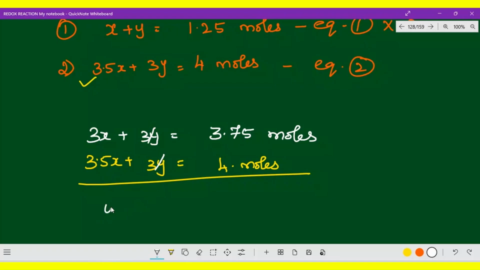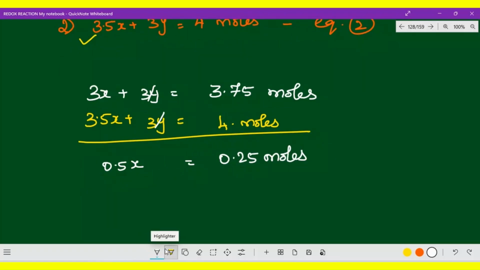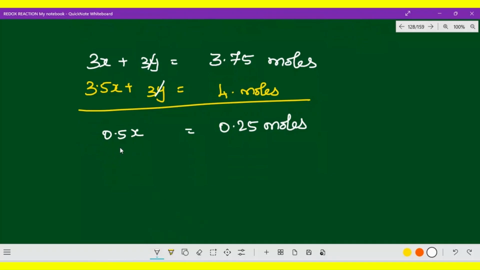Right, now that is 0.5x equal to how much? It is 0.25 moles. Now we have to identify x: 0.5x equal to this much. That means x equal to 0.25 divided by 0.5. So you will get 0.5 moles, right?